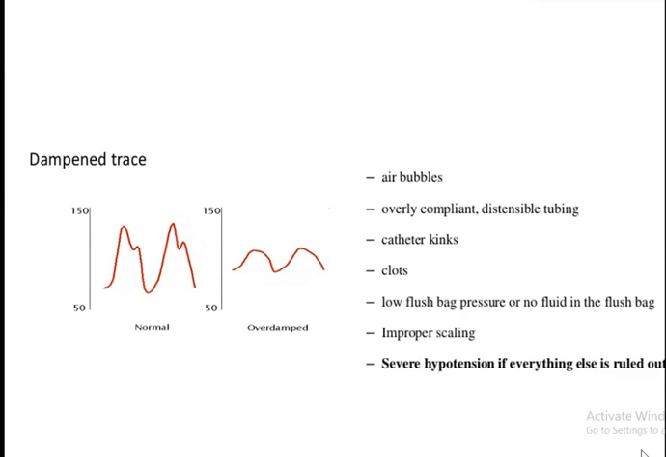First of all, you should do the zeroing in that case, and there is a flush test, so you should see whether there is overdamping or not. And if there is no damping, then this graph is showing that your patient is in hypotension.